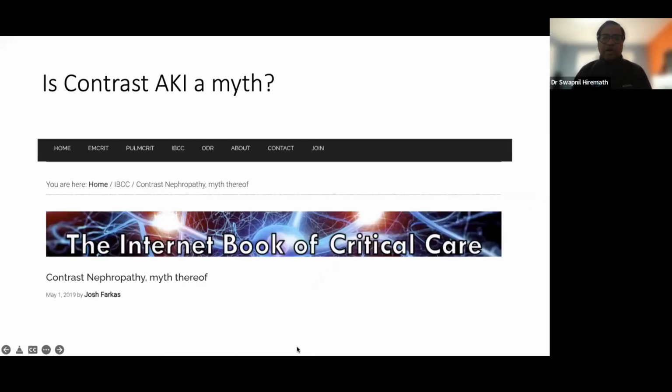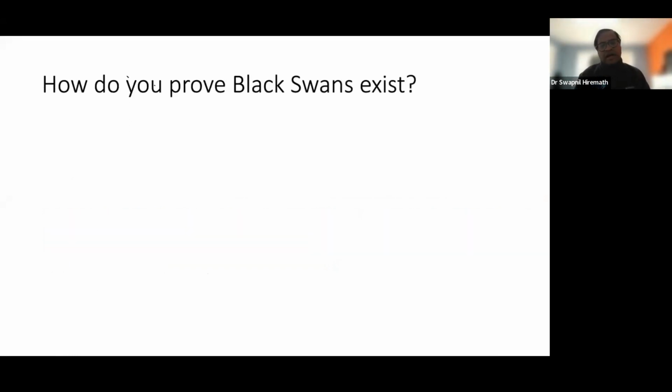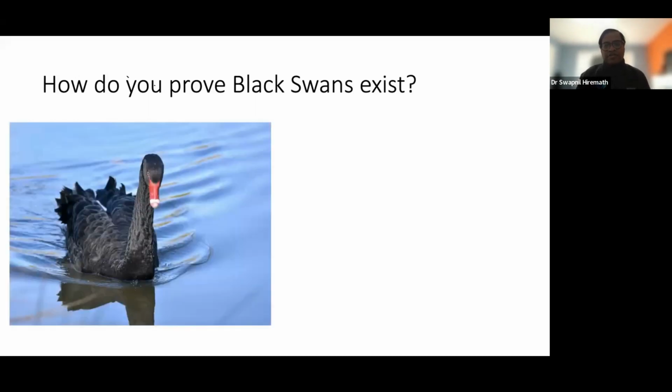On the other hand, if you look up, this is something you will often see: contrast nephropathy is a myth. This is from Josh Farkas, who writes beautifully otherwise on the EM Crit blog. So why do you say that? But it's very easy to disprove this, right? When people thought that swans were only white and no black swans existed, all you have to do is show that there is one black swan, and then you can prove that it is no longer a myth. They do exist.